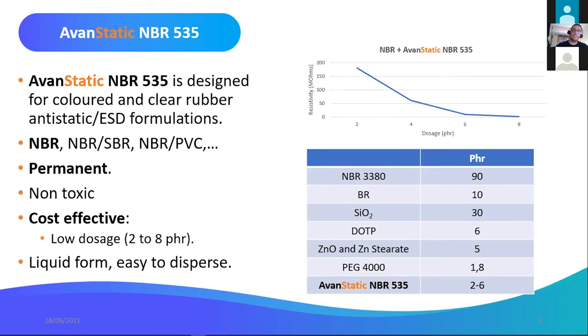You can see in this upper graph the behavior as we add from 2 to 8 PHR in this kind of formulation, in this case NBR with BR. And as it is in liquid form, it's easy to disperse.